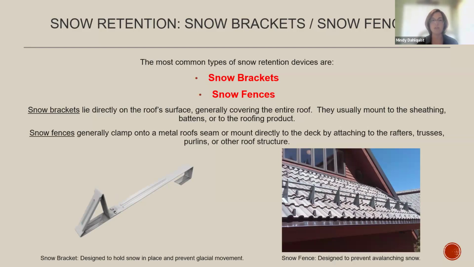Snow fences, we'll go into their characteristics a little bit, but they are completely different than what a bracket is. Snow fences will clamp onto the roof's metal seam if it's a standing seam panel, or they mount directly to the deck. So a lot of the snow fences will actually go into structure. So they need to be attached to the rafters, the trusses, or the purlins.